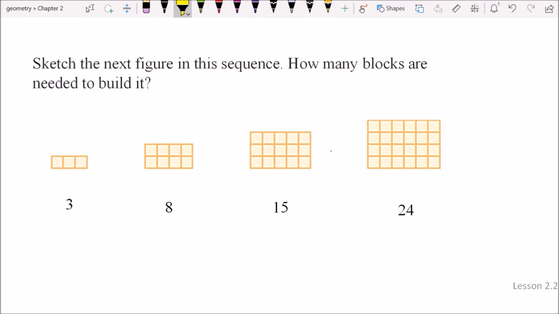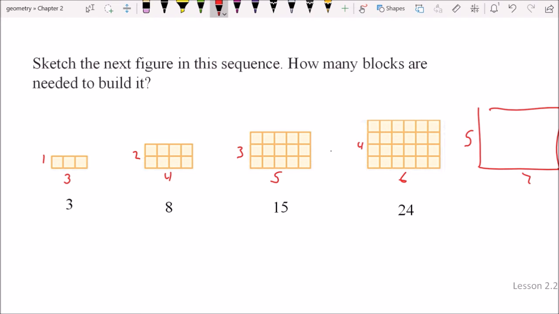What stands out in my eyes, and you may have seen it differently, is this is 3 across the bottom and 1 layer in that direction. This one goes 4 across the bottom and 2. 1, 2, 3, 4, 5. This one goes 5 across the bottom and then up 3, and this one goes 6 across the bottom and then 4. If I continue that pattern, the next one would be 5 tall, and it would be 7 long.